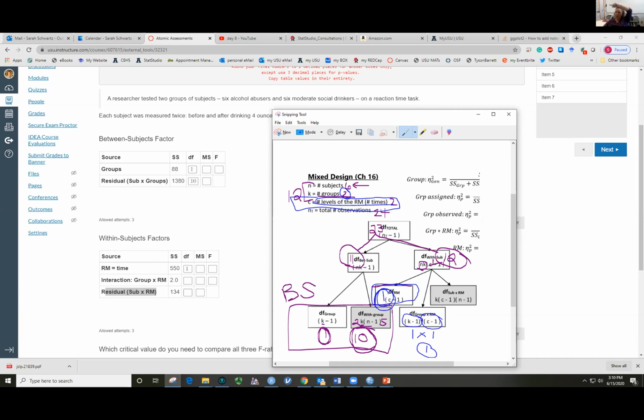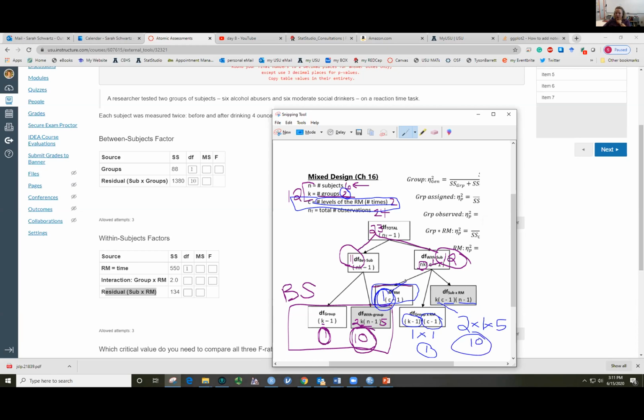Okay, now it's the gray box all the way to the far right. K times c minus 1 times n minus 1. What's k? Number of groups, 2. And we have c minus 1, that's number of repeats minus 1. So times 1 times, the last part is n minus 1. N is the number per group, which is 6. Take away 1 is 5, so that ends up being 10.